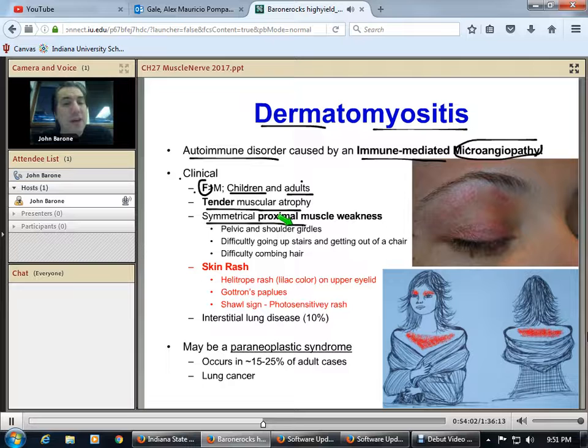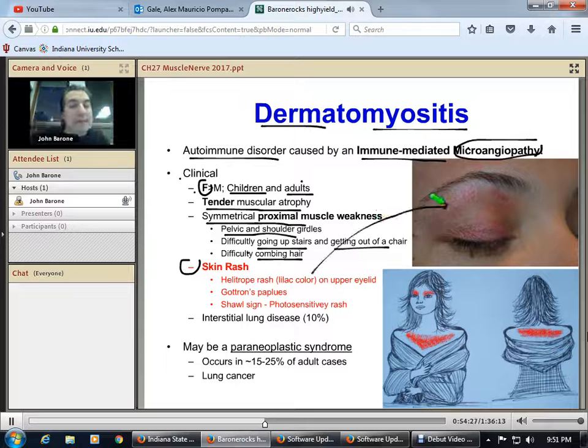It can be younger. But again, you get the same presentation of tender atrophy, symmetrical weakness of the big muscles, so pelvic and shoulder girdle, same exact trouble getting up the stairs, trouble getting out of a chair, you use Gower's maneuver to get up, you have trouble combing your hair. But what makes this one cool is the rashes they can show you. They often get the rash around the eyes. They call it a heliotrope rash.